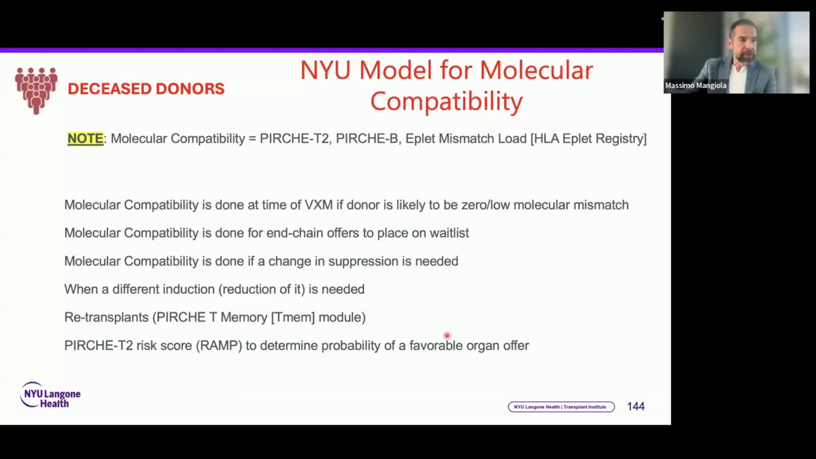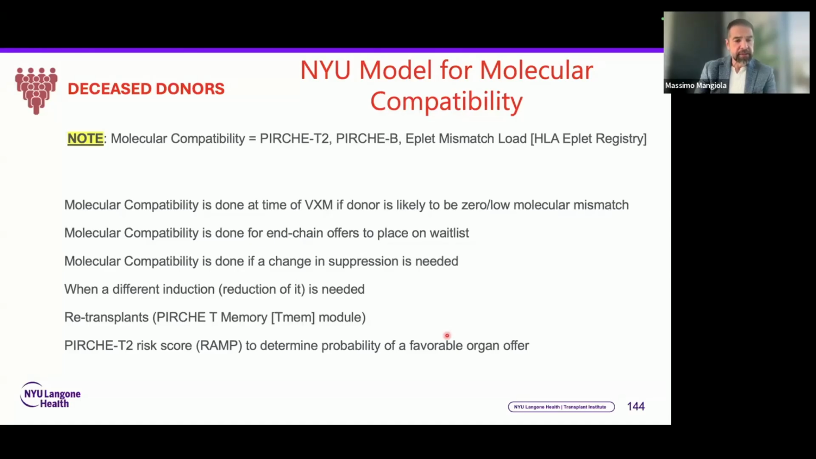In-chain offers to place on the wait list, we have those, and many of you will probably have it as well. That's a parameter we do. When a change in suppression is needed, any organ will connect with us and ask us for molecular compatibility so they can decide how to change immune suppression, as opposed to just deciding that today I feel like 5 is better. If there is a reason for different induction, that is done as well.